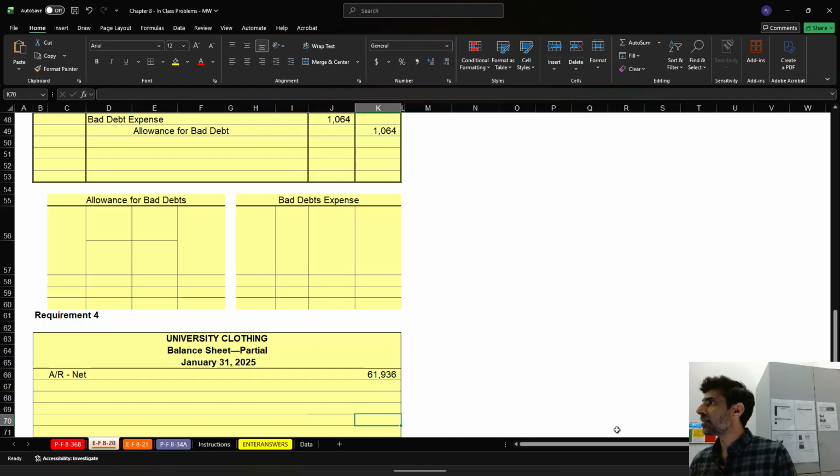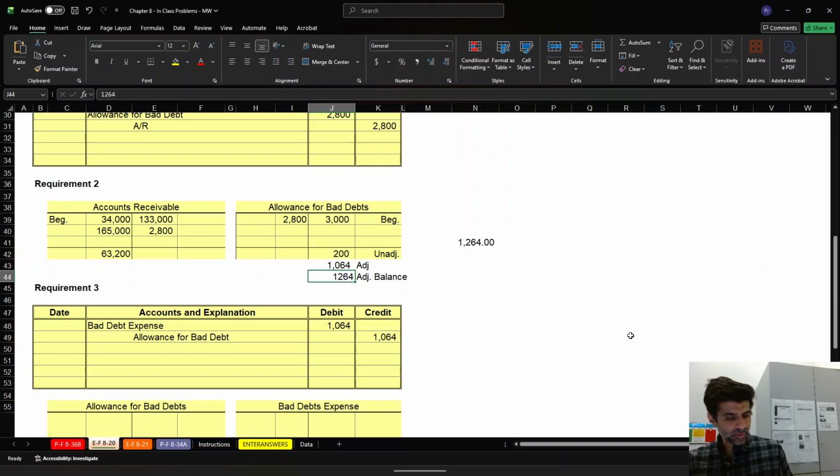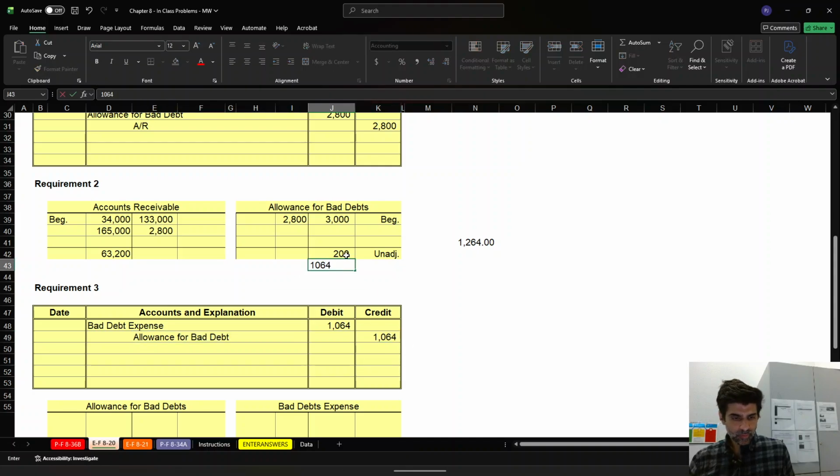Okay. Any questions on this? Yeah. This 1,264. This one. It's just what our target balance is minus our existing credit balance, right? Because now, let's just get rid of this. Now when I post this, this allowance for bad debt credit is going to be credited here. So now our new balance is this plus this.